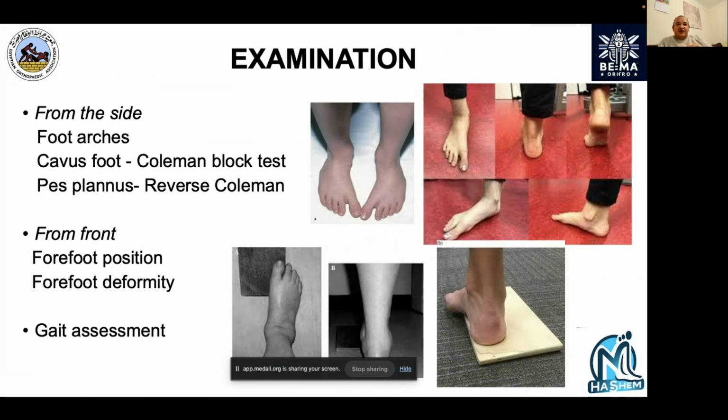The other way is the reverse Coleman block test, and we do this for pes planus. It's not that common, but you can do the same. With pes planus, the arch is flat, and for the tripod to maintain, the arch is flat, that's why this is raised up. The only way is for the whole tripod to go this way. So if I unload the first ray, the whole tripod will correct. So this is the Coleman block test, and this is the reverse Coleman block test.